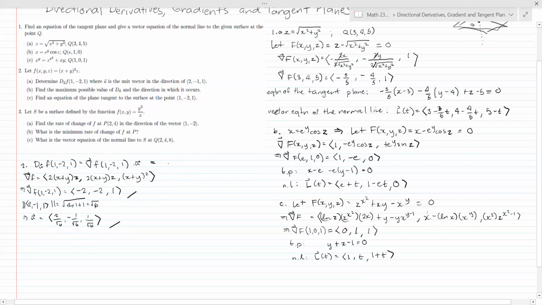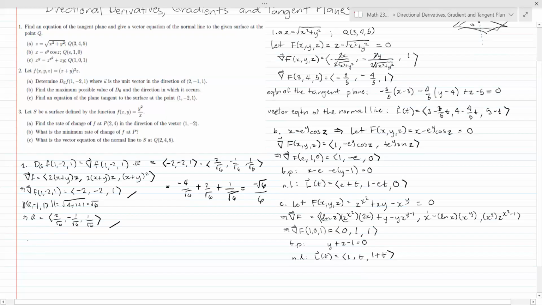So this is equal to dot product ng negative 2, negative 2, 1, dot with 2 over square root of 6, negative 1 over square root of 6, 1 over square root of 6. So compute lang yan, negative 4 over square root of 6 plus 2 over square root of 6 plus 1 over square root of 6. So this is equal to negative 1 over square root of 6 or negative square root of 6 over 6.